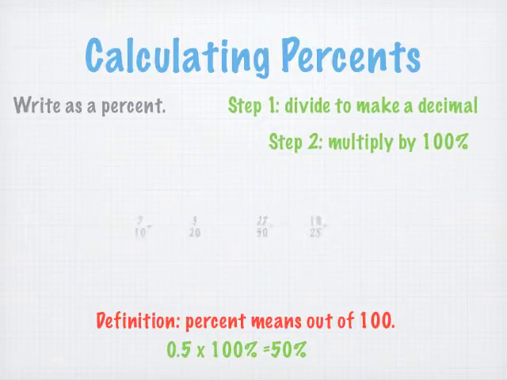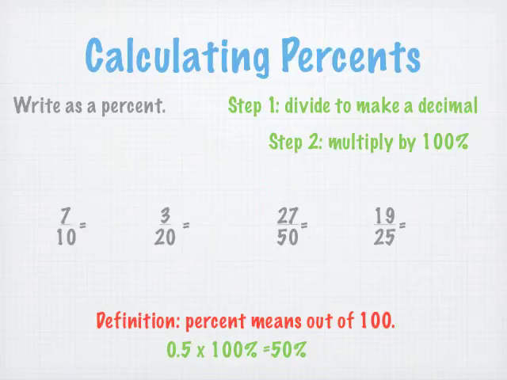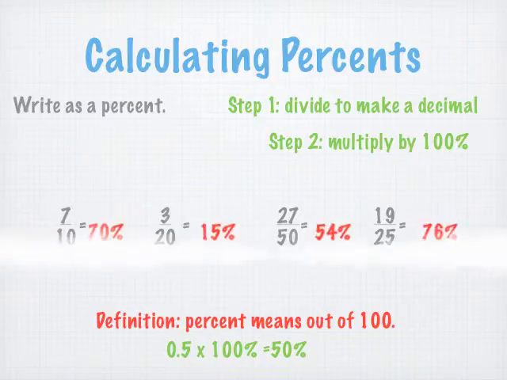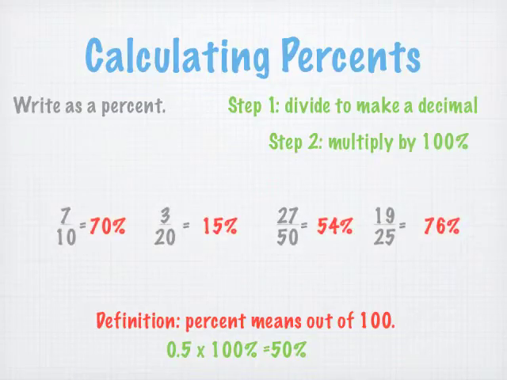Alright, let's see if you can give it a try. Do these. Alright, double check, see if you got this. 7/10 is 70%, 3/20 is 15%, 27/50 is 54%, and 19/25 is 76%.